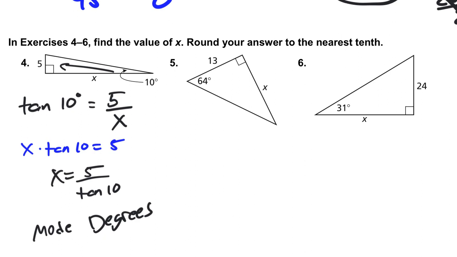Not radians. It has to be in degrees because we're talking about an angle measurement, which is 10 degrees. I put this in the calculator, round to 1 decimal place, and I'll get 28.4. All right, we're going to do just one more. We're going to do number 5.